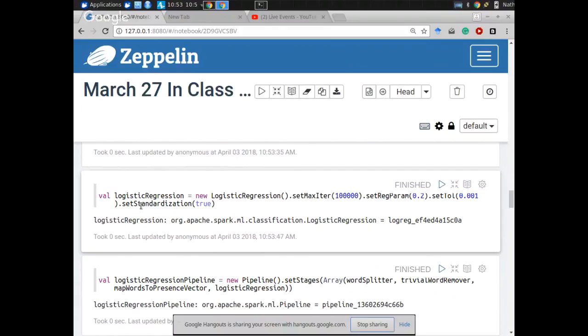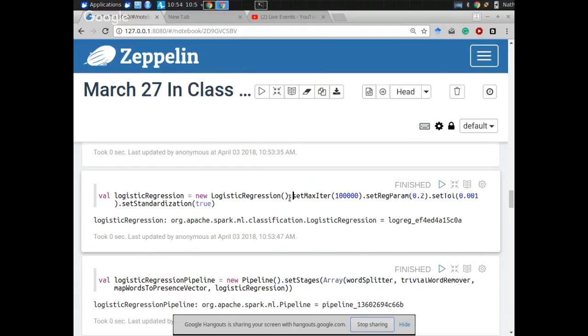Okay. So what I did then is I created a logistic regression. And notice that I set some parameters. These are going to come back, if not to haunt us, then at least to visit us as an apparition.